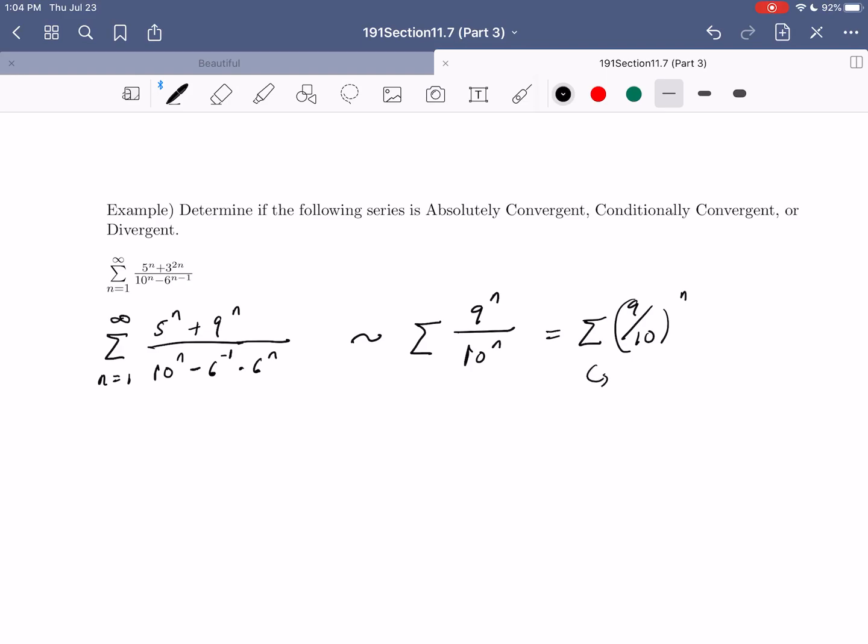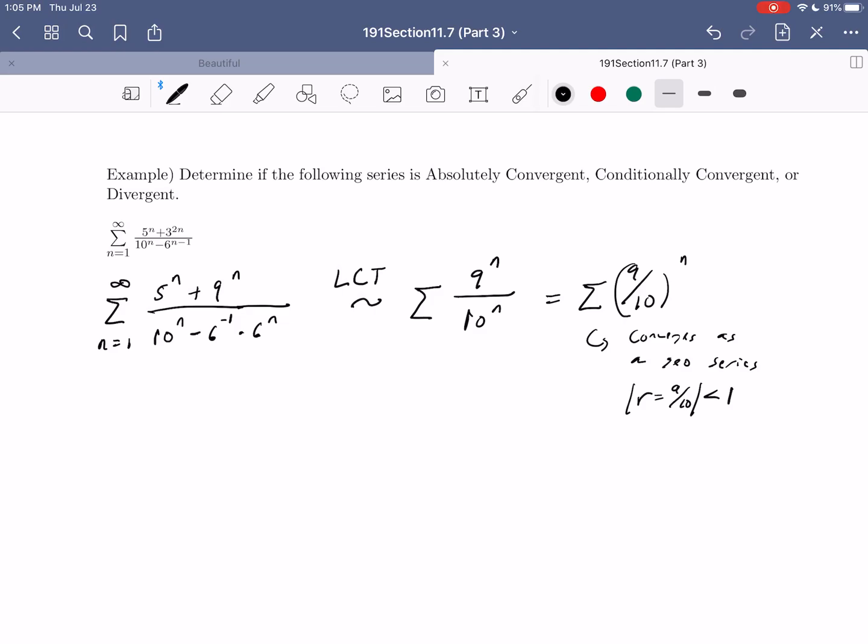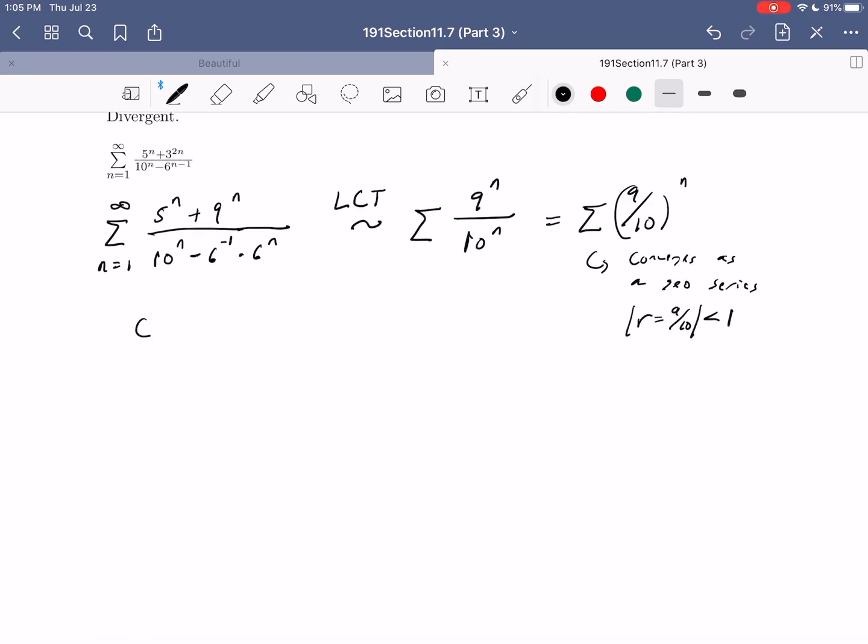And what do we know about that? Well, that converges as a geometric series, since r equals 9/10 is less than 1 in absolute value. So, what are we going to use to say that this acts the same as this? Well, notice what we're doing is we're just getting rid of the unimportant terms. So, even though these aren't polynomials, this should be an LCT. It also helps that everything here has always positive terms, so we're going to be safe with that. So, let's try that LCT.